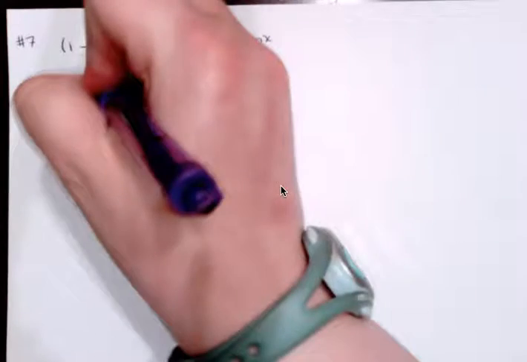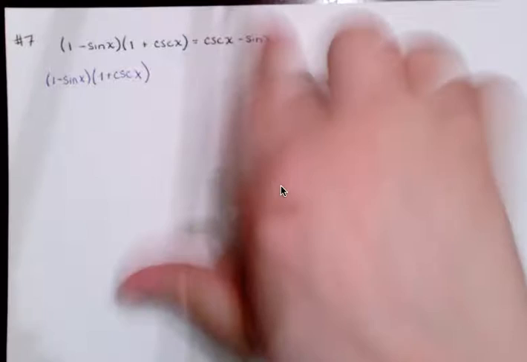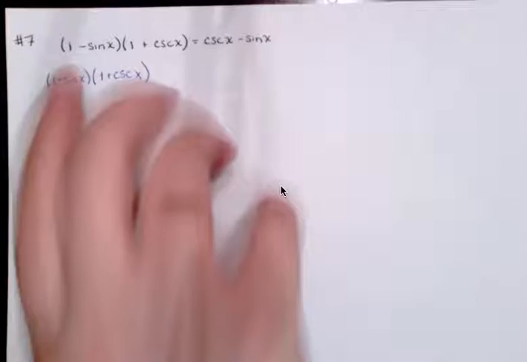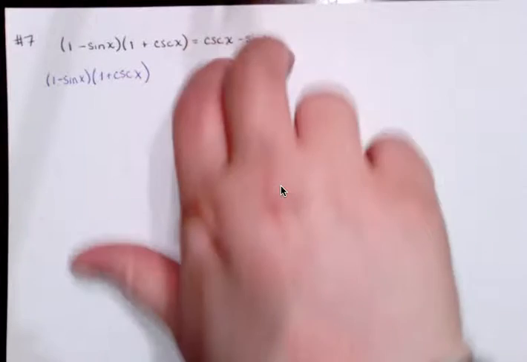So I again am going to choose the left side to start with. So I'm going to rewrite it to show, hey, this is the side I'm starting with. So 1 minus sine and then 1 plus cosecant of x. And again, I can't use this other side. I'm only doing this side and trying to manipulate it into this.